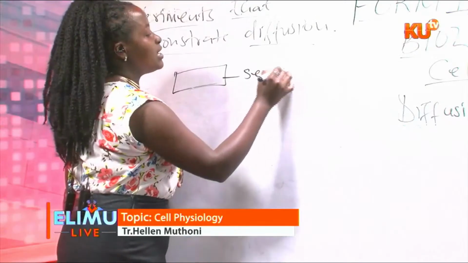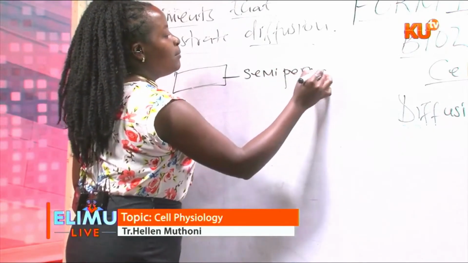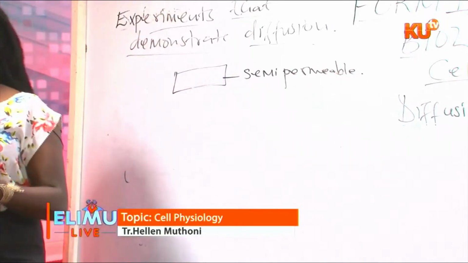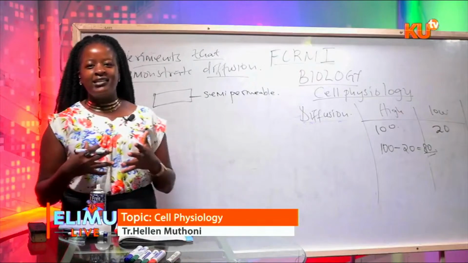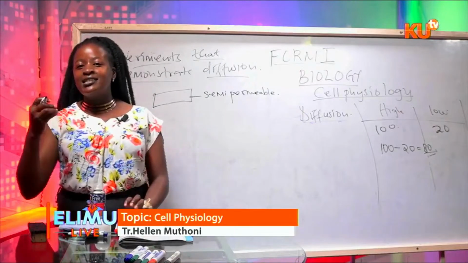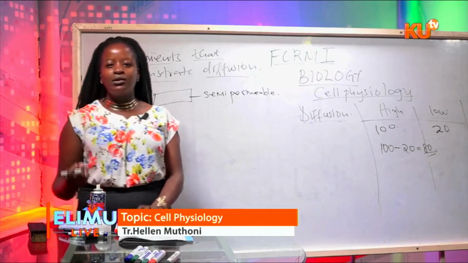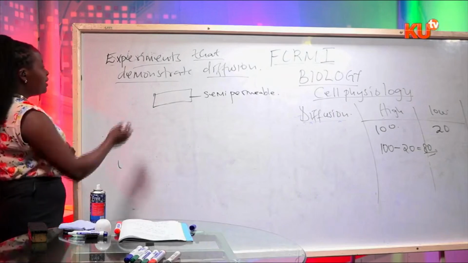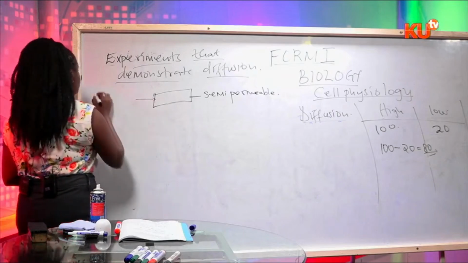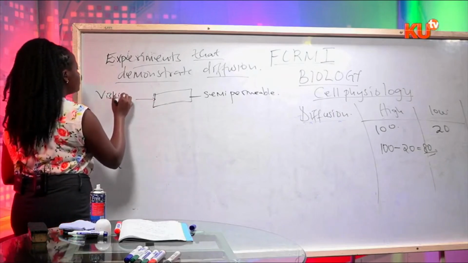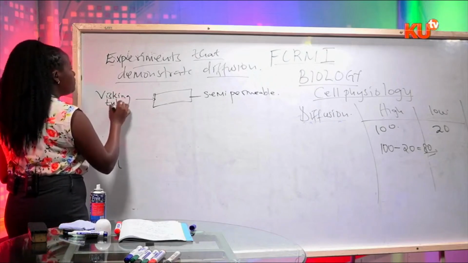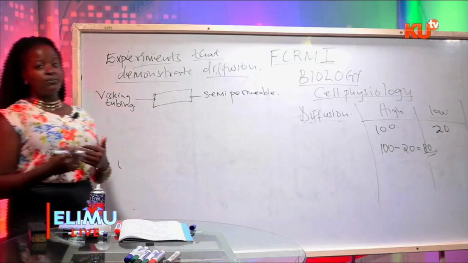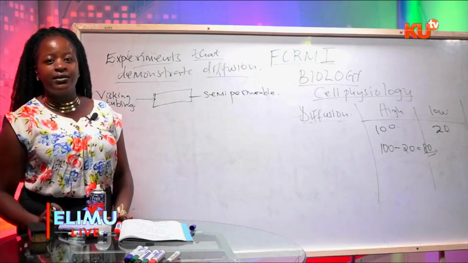It is semi-permeable, meaning that it can only allow some materials to get inside it, and it doesn't allow others to pass through it. The second experiment will involve the use of the Visking tubing. So this is the Visking tubing, and we have said the Visking tubing represents the cell membrane in biology experiments done in the laboratory.